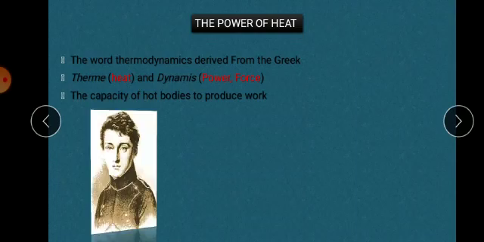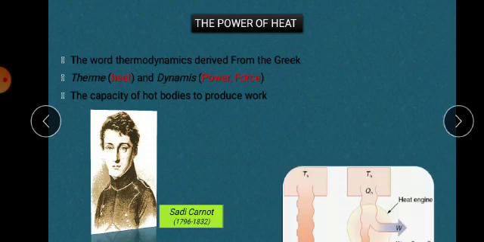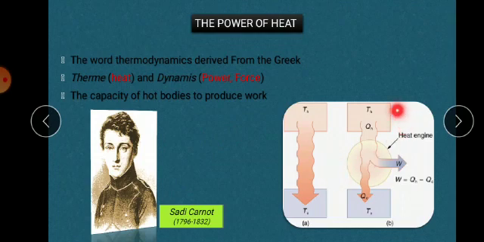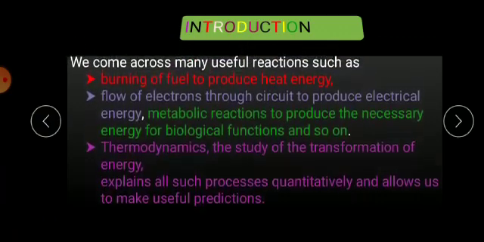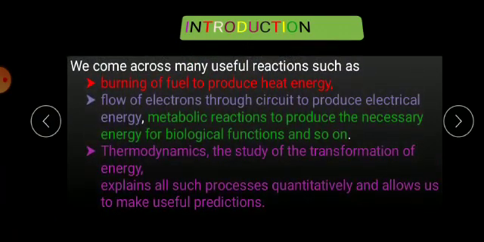It is given by the scientist Carnot, and he gives the Carnot engine, how it is working, how it produces heat. Everything is explained in this lesson. Carnot engines produce heat, and not only Carnot engines, all the machines which can produce heat energy. So in this lesson we are going to see the heat flow, that means thermodynamics. In this, we come across many useful reactions.